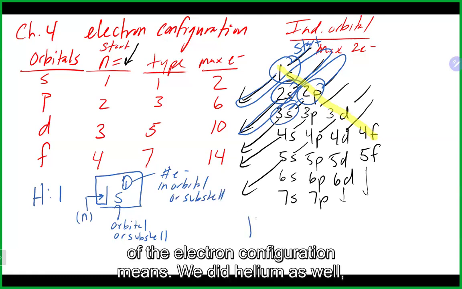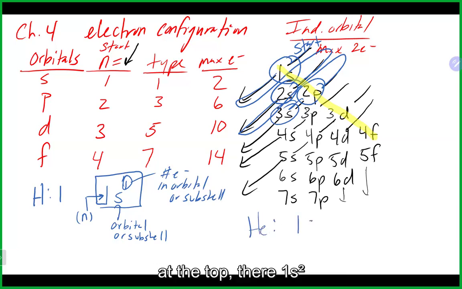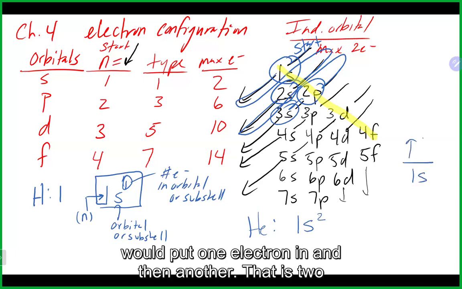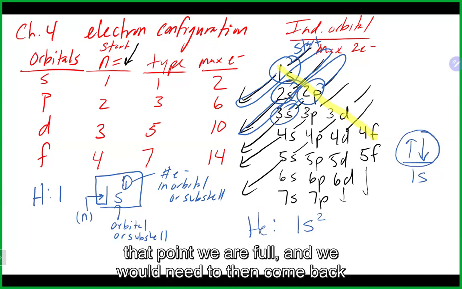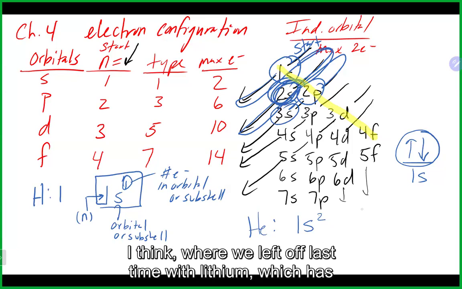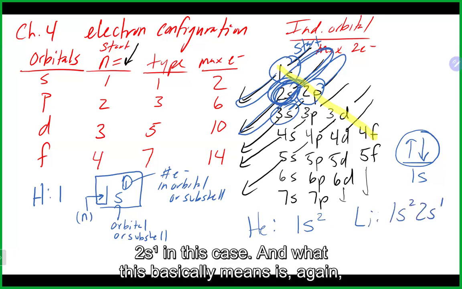We did helium as well, which is 2 protons, 2 electrons. Again, starting at the top there, 1s2. If we were to look at that 1s orbital, we would put 1 electron in and then another. That is 2 electrons if those arrows represent the electrons. And at that point, we are full, and we would need to come back around this way. That would take us next to the 2s, where we left off last time with lithium, which has 3 electrons: 1s2, 2s1 in this case.